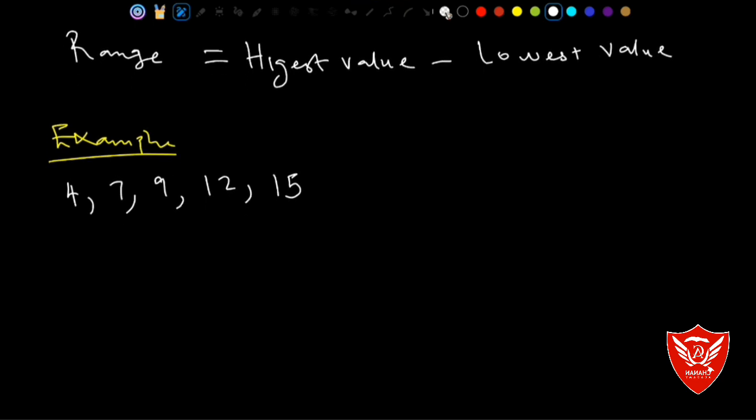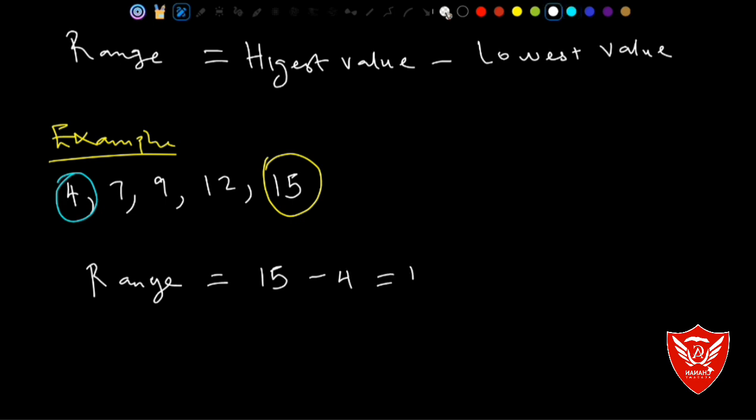Now the range is going to be equal to the biggest value, which is 15, minus the smallest value, which is 4, and that is going to give us 11. So the range is equal to 11.